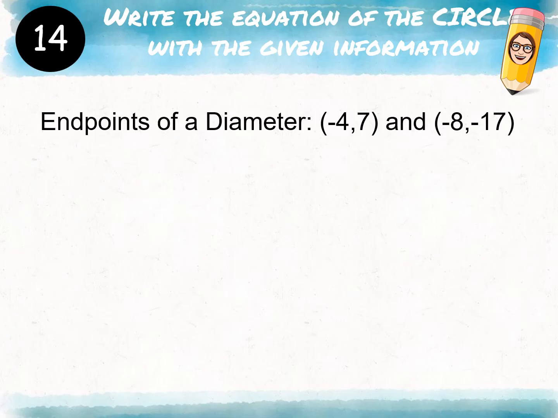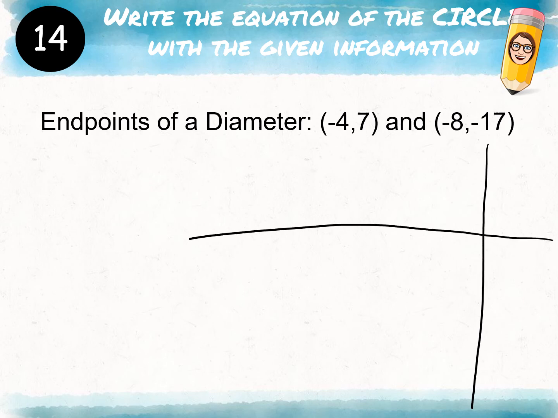All right, let's talk about this next one, number 14. Now, I was stressing using your marker board, but in this case, you can see that one of our points is negative 17, which is greatly off the marker board, right? So I'm going to encourage a generic sketch. Now I'm going to be using the second and the third quadrant. I've got negative 4, 7, and I have negative 8, negative 17.